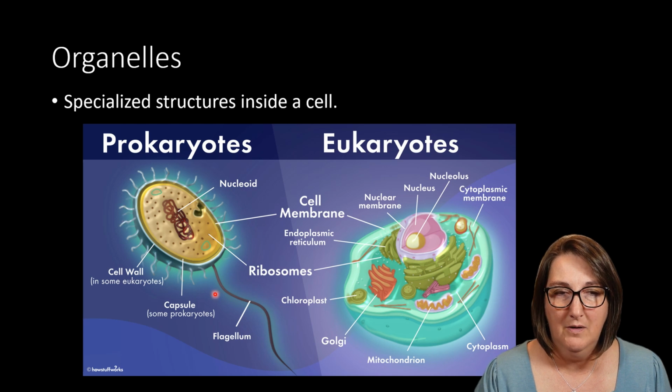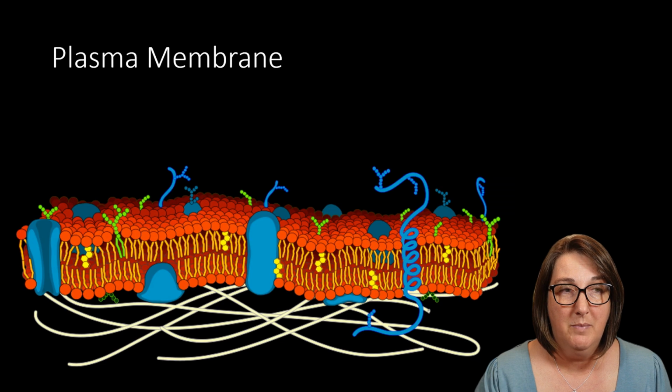When you look over here at eukaryotic, you can tell they're a lot more complex. I have a lot more going on inside of the cell than I do here with my prokaryotes. So we're going to talk about all the different types of organelles that are in these more complex cells. The first one we're going to talk about is plasma membrane. This here is a plasma membrane.